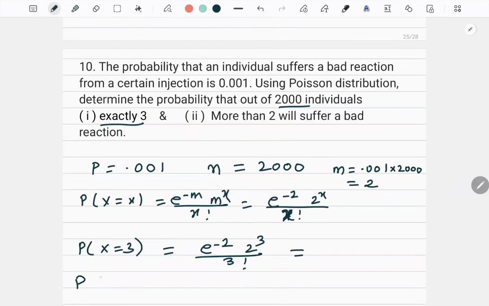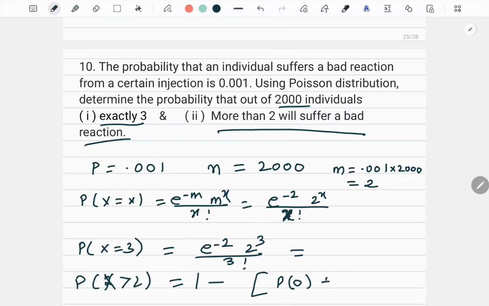Now next, probability for more than 2 will suffer a bad reaction. More than 2 means 3, 4, 5, 6 like that till 2000. So what I don't want, when you are asking for probability for x is greater than 2. So this is 1 minus what I don't want. I don't want 0. I don't want 1. I don't want 2.